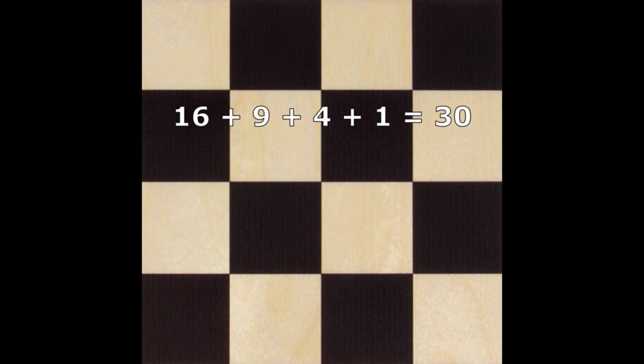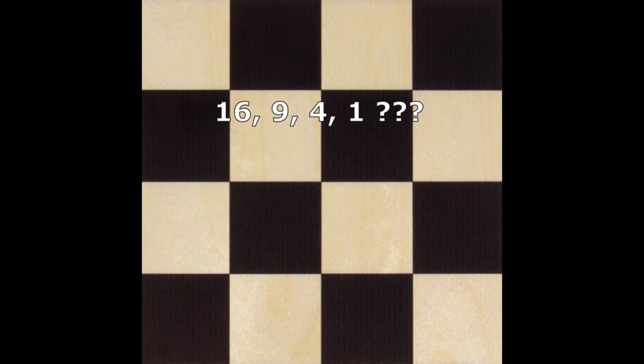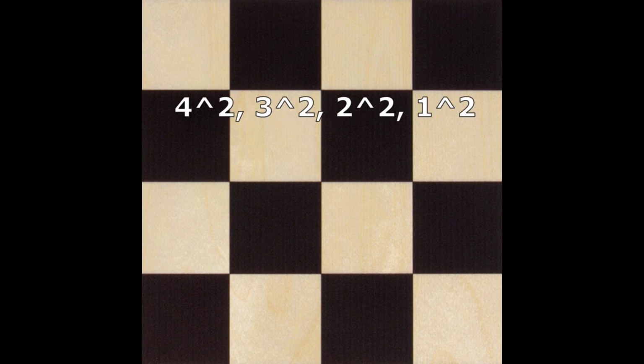So is there a pattern with 16, 9, 4, and 1? I bet we all already see it. They are square numbers. But why do they appear here? Let's take a closer look. So for 1 by 1, it's quite obvious. But let's look at 2 by 2.